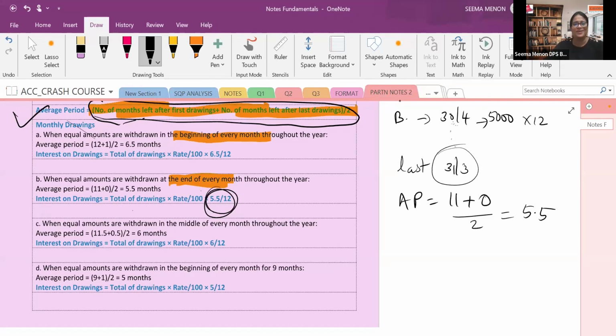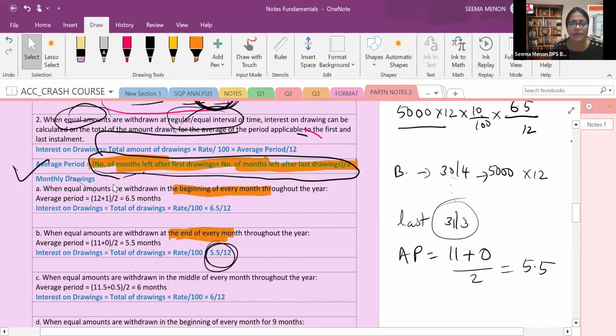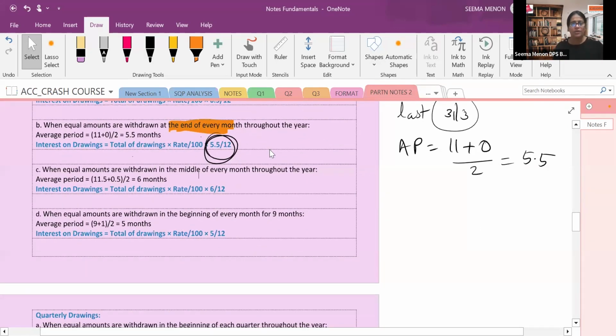I hope you are able to understand whatever we are discussing. Interest on drawing, if we discuss, there are almost 13 different cases. But the first two cases, simple method and product method, you are able to understand. Now see children, we are discussing the average period method. It will be applied whenever there is an equal amount of withdrawal and the time duration is also equal.